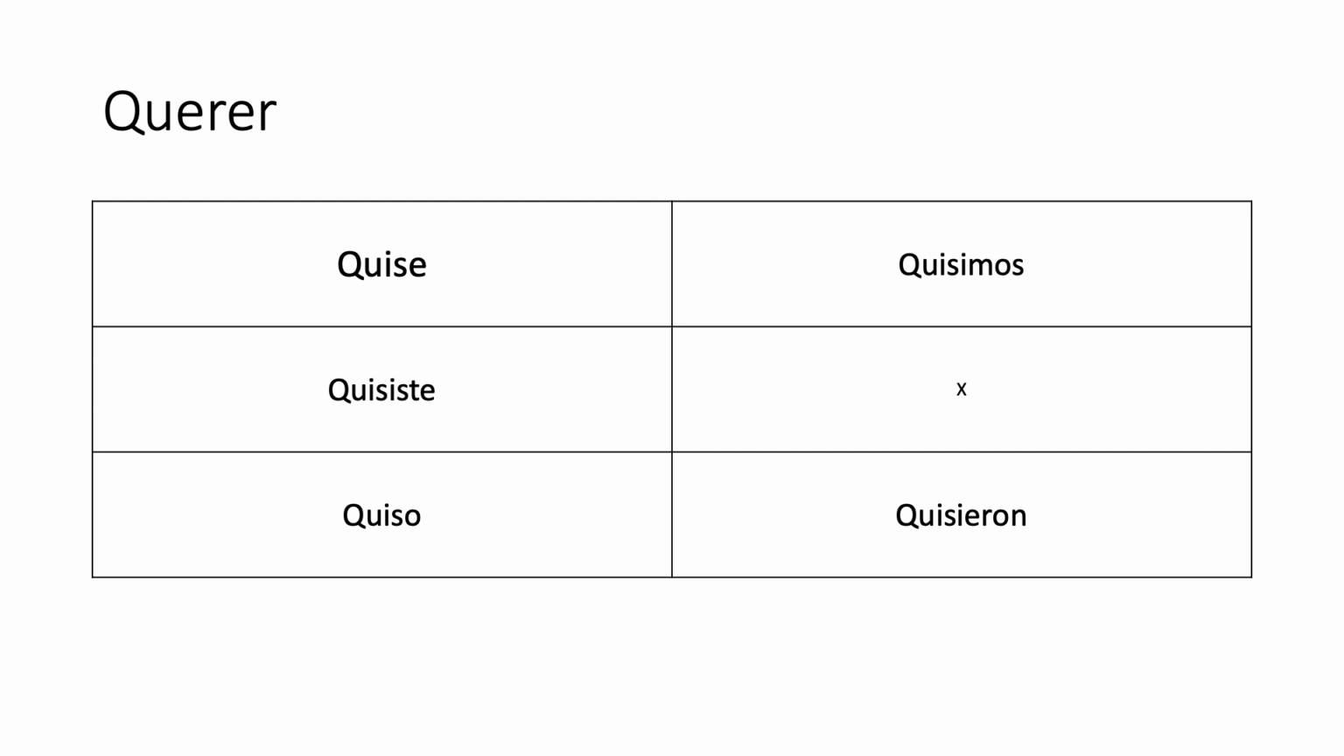But also remember that we're not going to use querer too much in the preterite, because wanting or desiring something is normally going to be described as a continuous action. So we're going to be using that more often in the imperfect with quería.